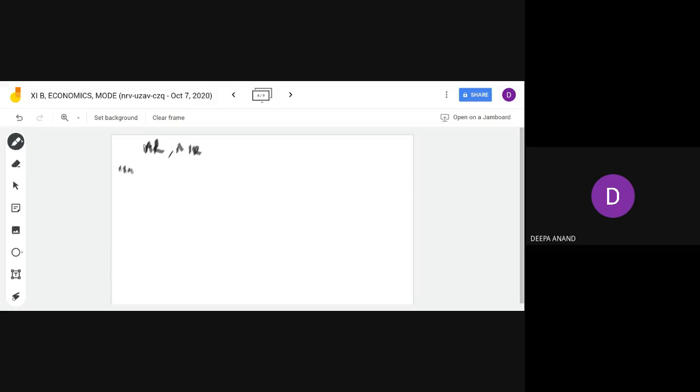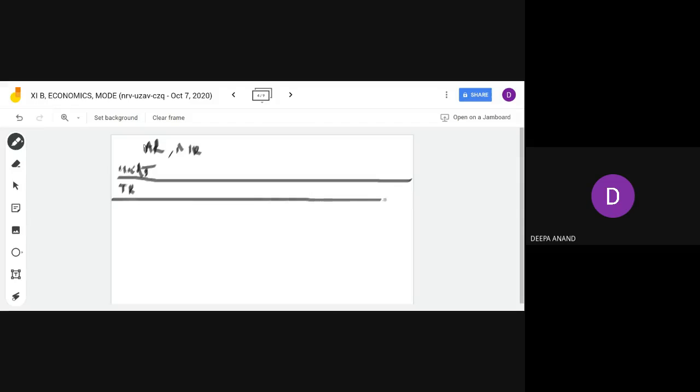In the first column, first row, you write units. Second row, you write total revenue. So units and TR. One unit, 20 total revenue, then 36, 48.